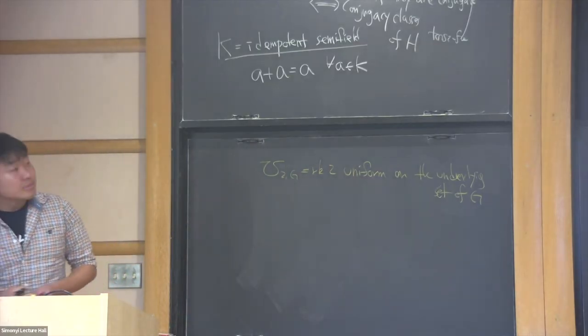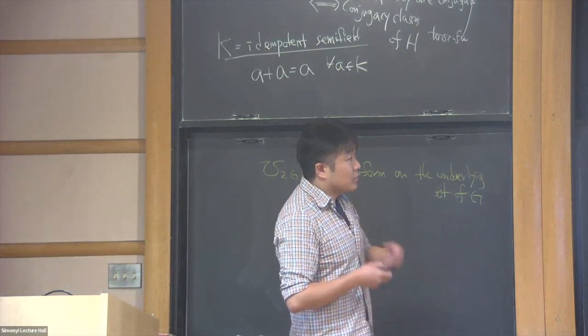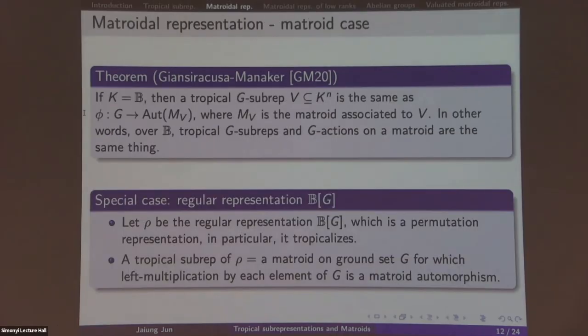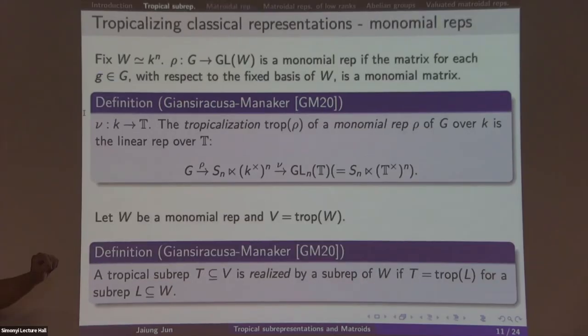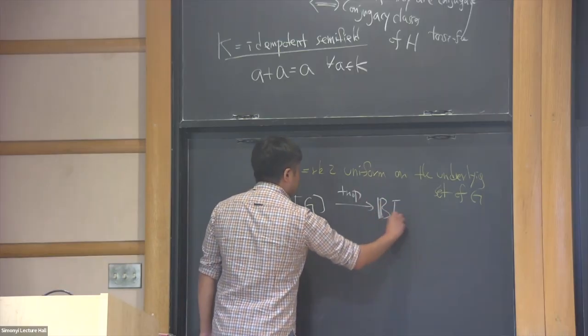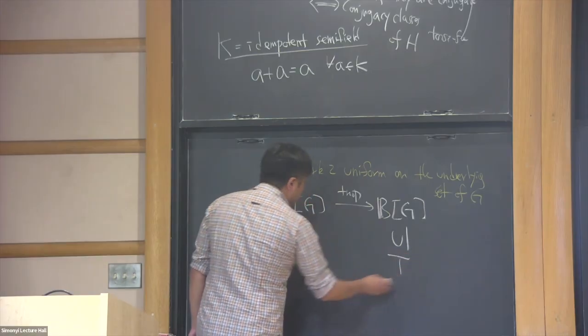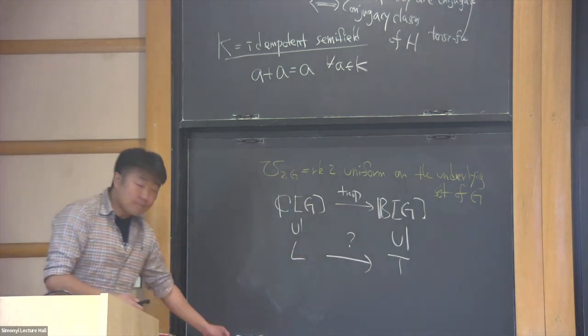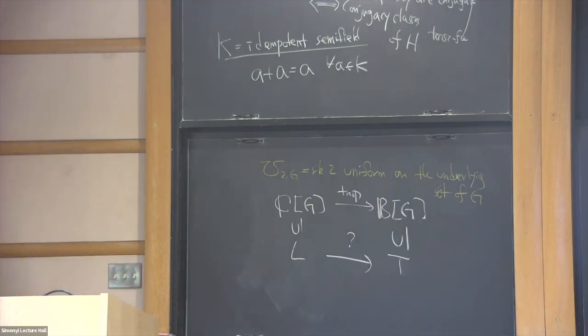What do you mean when you say that it's realizable? Precisely, so realizable has to do with the fixed linear representation. So in this case, you fix the regular representation, and that's going to be your V here, which comes from the regular representation in the classical sense. So the classical regular representation with trivial valuation tropicalizes to this, and you're looking at a subrepresentation here. And you ask whether or not it's coming from something here. Is it clear?